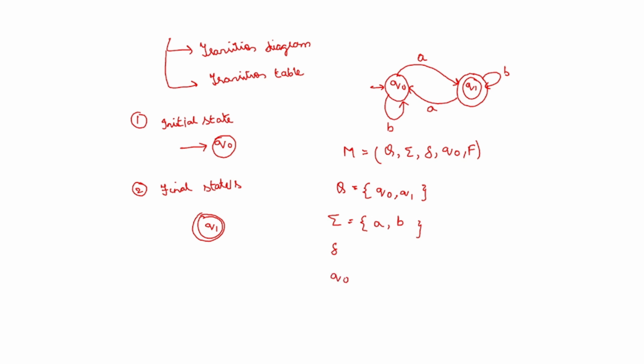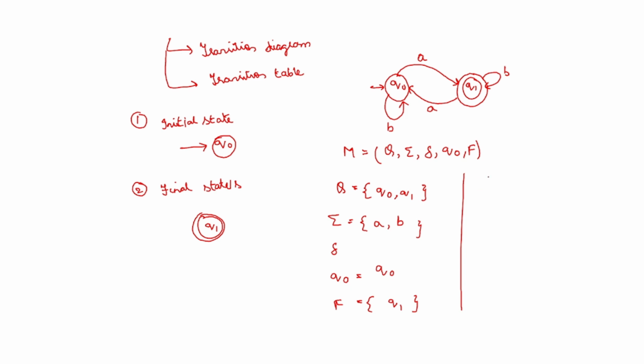And q naught is our initial state. What is our initial state here? q naught is the initial state. And F is a set of all final states. We have only one final state here, which is q1. So our final state here is q1.